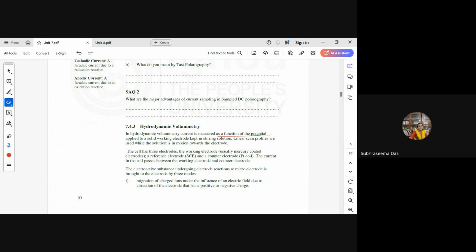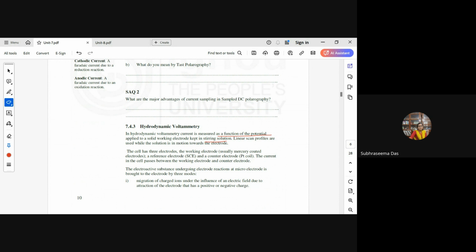Now, as the name implies, it is dynamic in nature. So the electrode is kept in a solution and it is stirred. The linear scan profiles are used while the solution is in motion towards the electrode, and the scan is made while the solution is still continuously stirring.